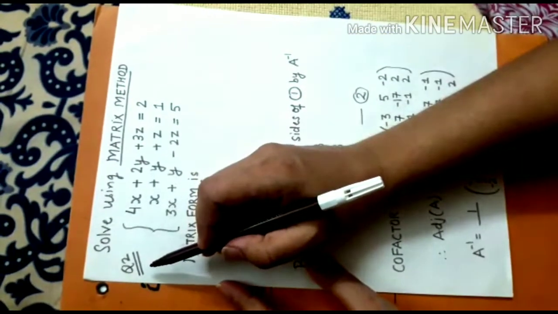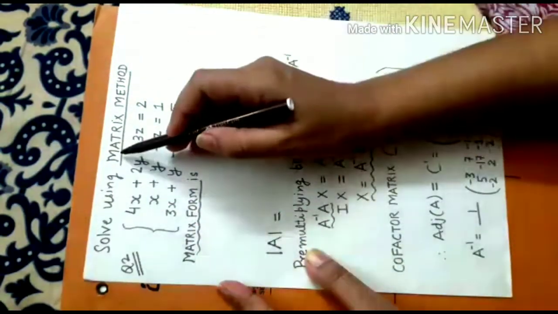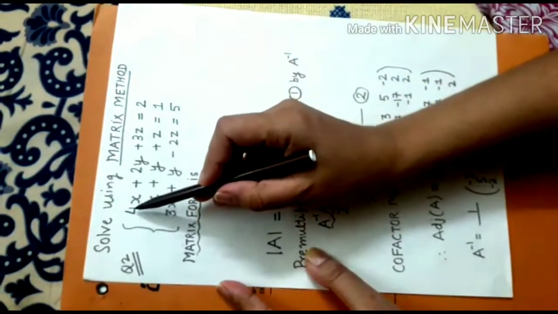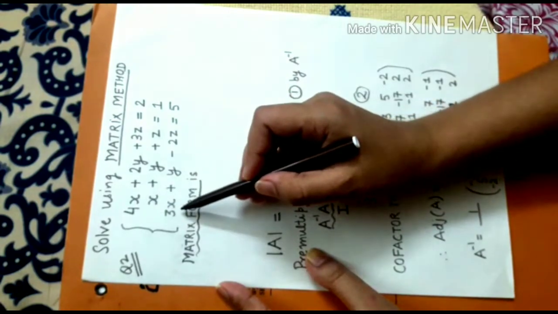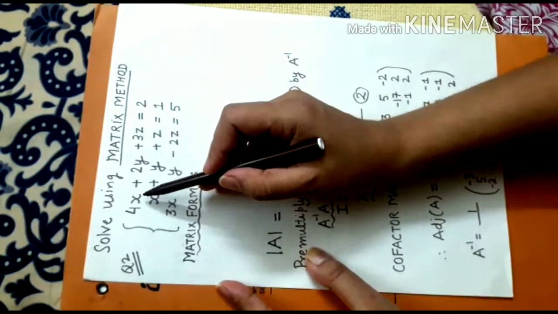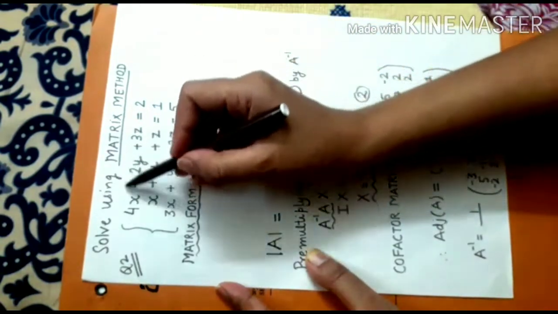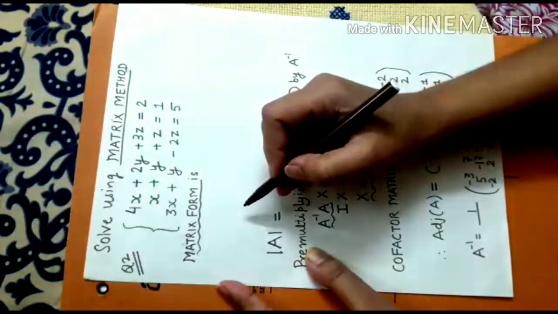Let's take another question. Solve the system of equations using matrix method. Now in this system of equations, we have three equations and three variables x, y and z. I'll convert this system of equations in the matrix form.